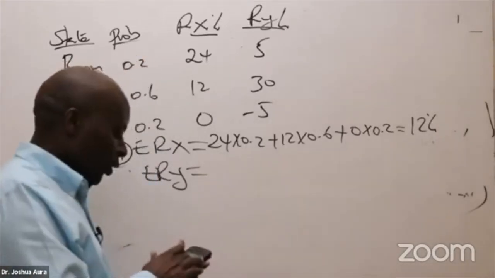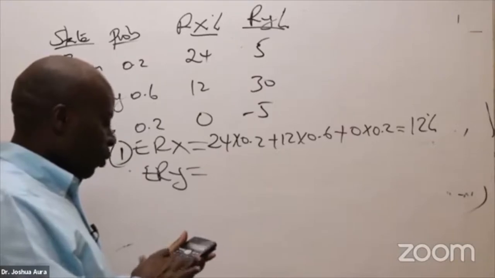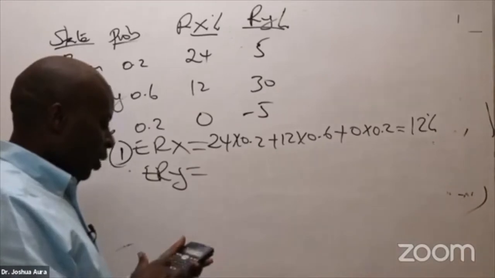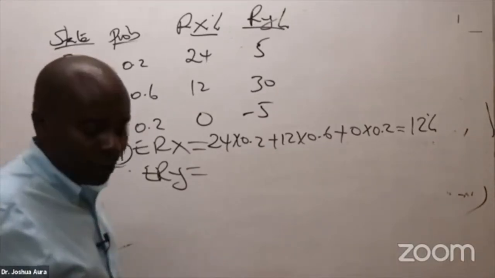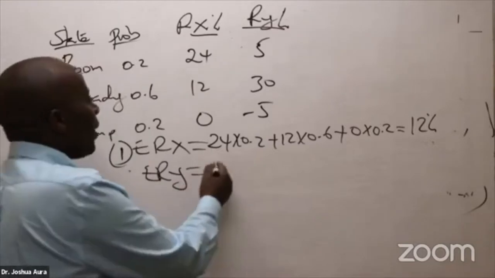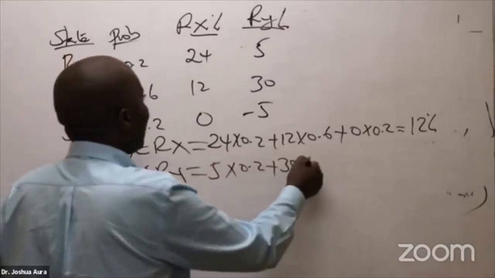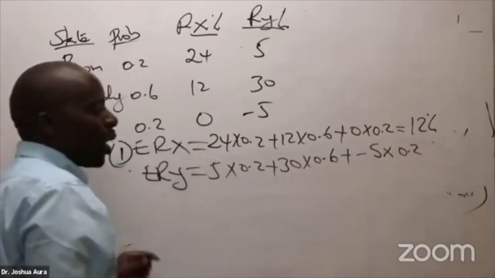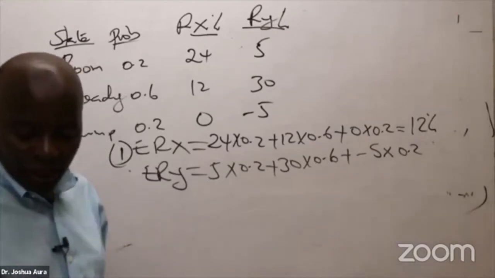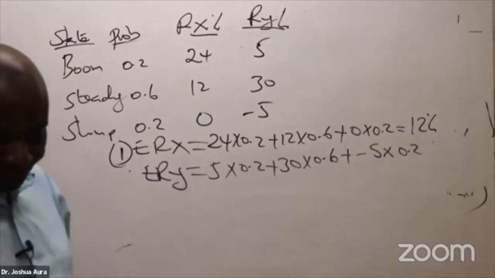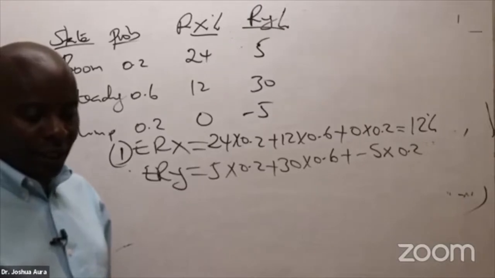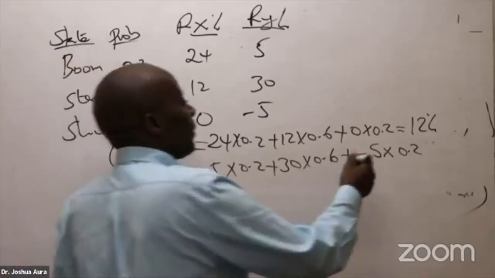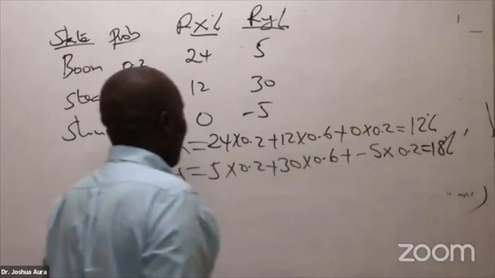It's good to confirm. Let's try this. This is 24 times 0.2 plus 12 times 0.6 plus 0 times 0.2, which will end up giving me 12, yes. How about expected returns of Y? I will take 5 times 0.2 plus 30 times 0.6 plus minus 5 times 0.2, which I'm sure most students have been able to get. Which figure did they get, ladies and gentlemen, for Y? 18%, eh? Thank you very much. 18%. So that is what they need us to do in part one.